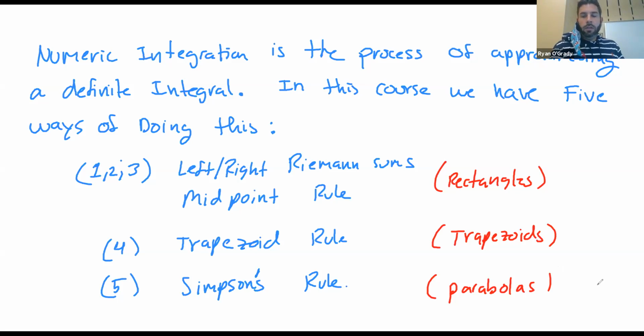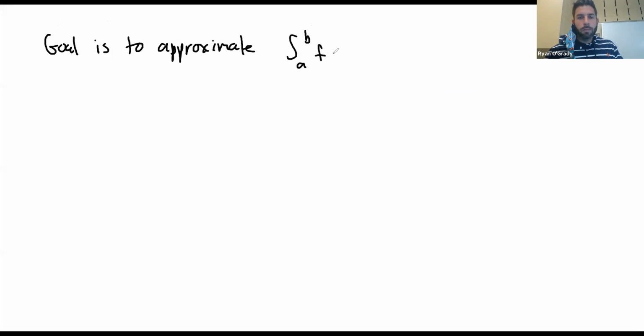I don't think the idea is to memorize things as much as it is to understand how they are developed. Then even if you don't have them memorized, you can derive them as you go. What I mean by that is what we'll do on the next page. So here's the goal. The goal is to approximate some integral.